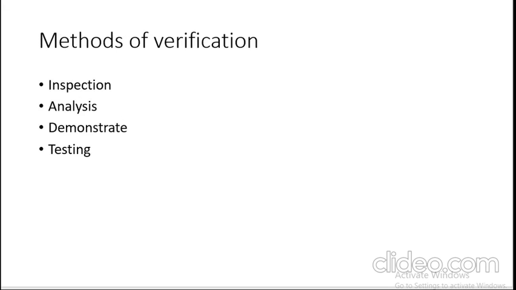And the methods of verification: what are the different methods we use in this. So inspection includes desk checking, walkthrough, software review, technical review and formal inspection. Formal inspection is when the product is in the development phase, a supervisor or manager goes to the developer side and checks whether everything is going according to plan or not.